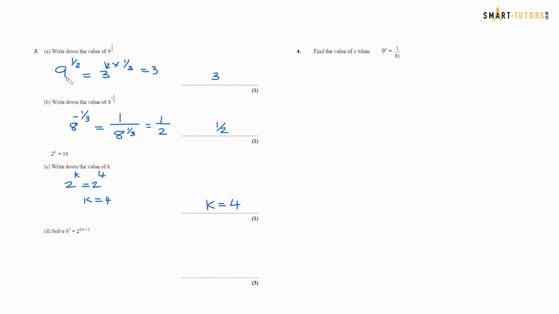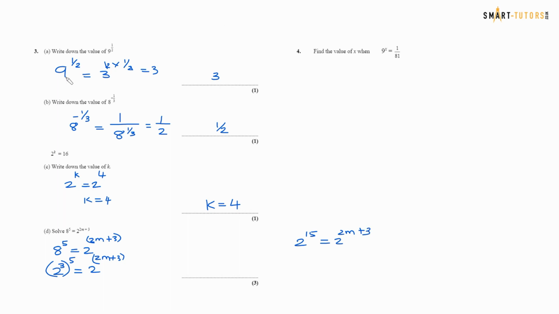The next question, solve 8 to the power 5 equal 2 to the power 2m plus 3. On both sides we need to make it the same base. The base is 2 here, the base is 8 here. So the 8 can be written as 2 to the power 3, to the power 5, equal 2 to the power 2m plus 3. Now if you do the power to the power, 2 to the power 15 equal 2 to the power 2m plus 3.